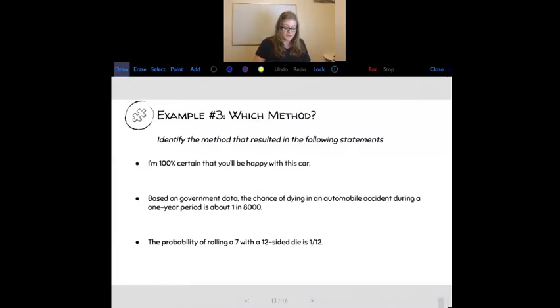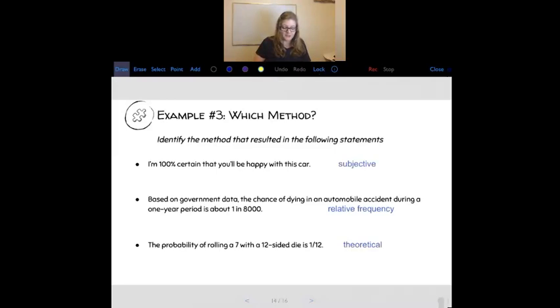Okay. So which method would you use? So there's three examples here. So I'm 100% certain that you'll be happy with this car. Based on government data, the chance of dying in an automobile accident during a 1-year period is about 1 in 8,000, and the probability of rolling a 7 with a 12-sided die is 1 over 12. So the first one, I'm 100% certain you'll be happy with this car. That's subjective probability. That's probably a salesperson trying to get you to buy the car, or just what they've experienced in the past. Okay. Bullet point number 2, the chance of dying in an automobile accident. So the way that they've gathered this is based on what's actually happened. So this would be relative frequency probability. Okay. And then the probability of rolling a 7 with a 12-sided die is 1 in 12.